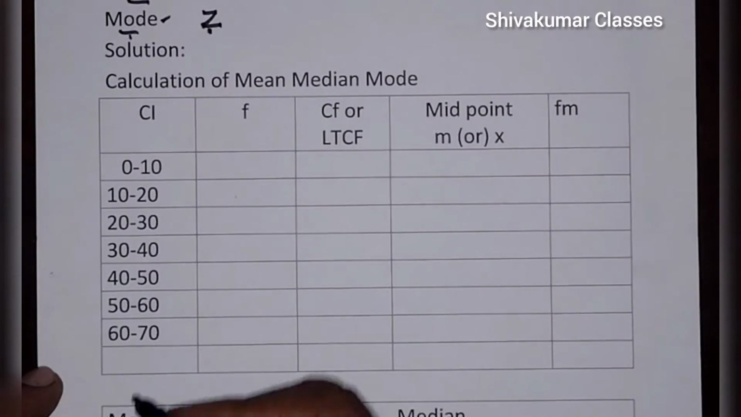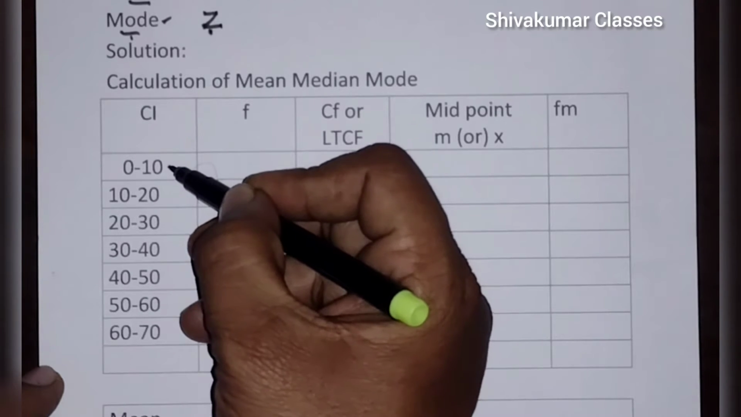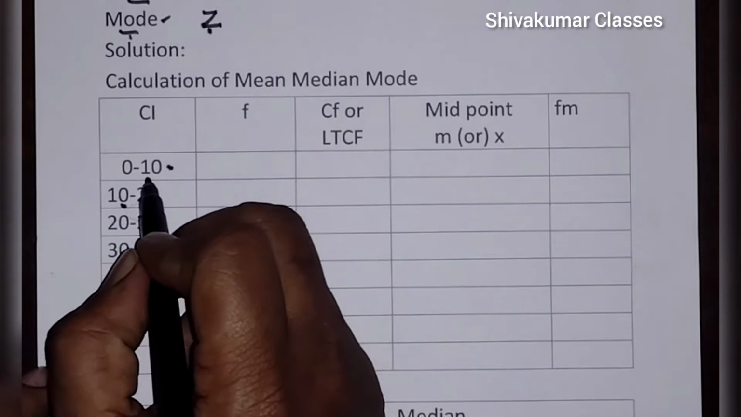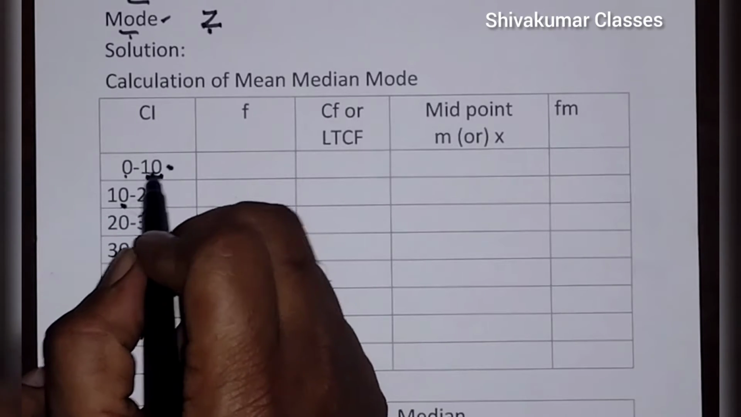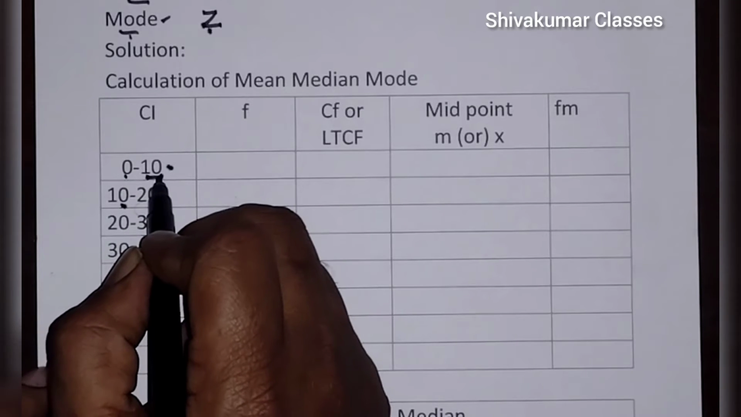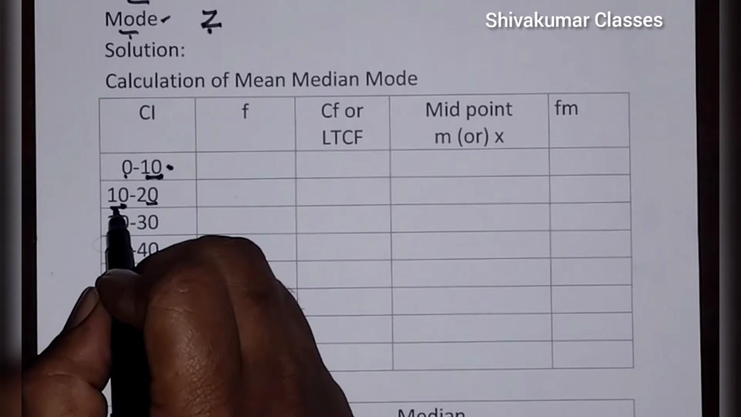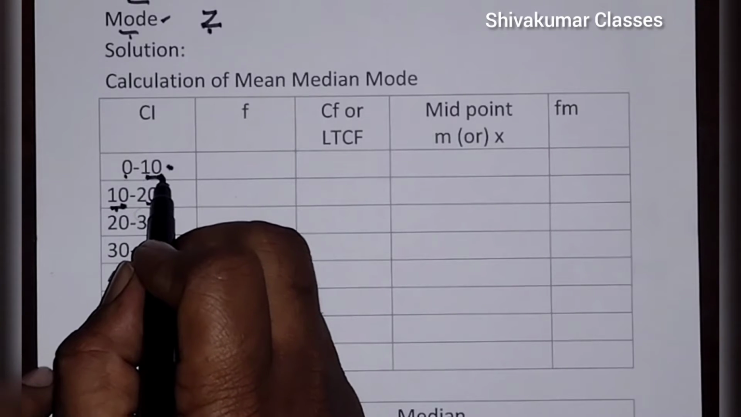Exclusive class interval means that the upper limit of one class will be the lower limit of another class. Listen here, 0 dash 10: 0 is the lower limit, 10 is the upper limit. In the second case, 10 dash 20, it starts with 10. So this 10 is the upper limit of the previous class.